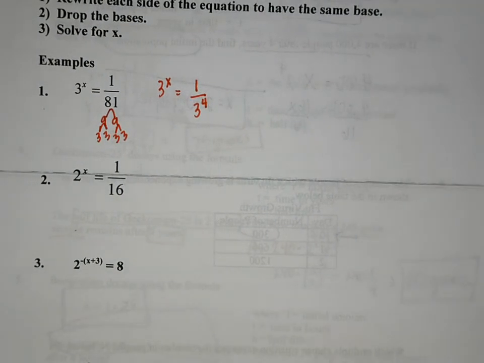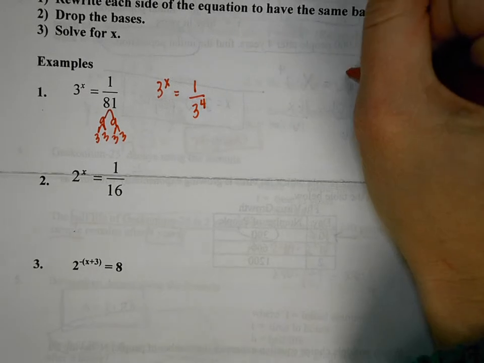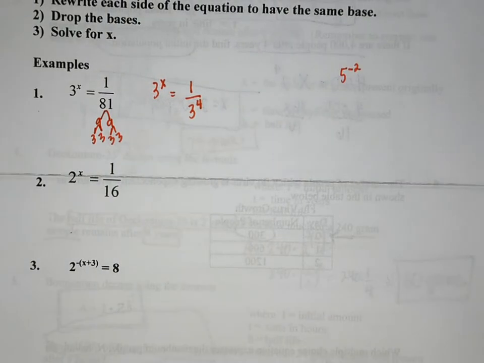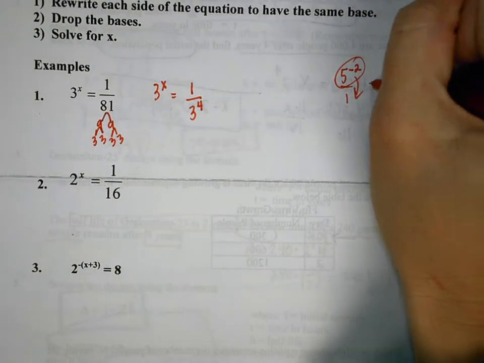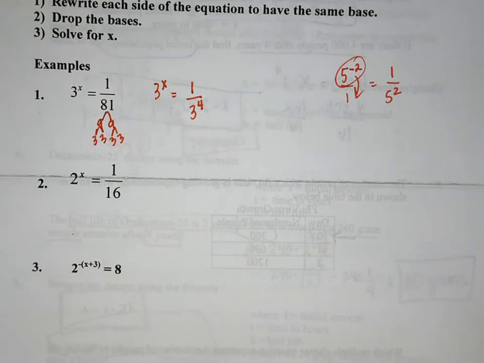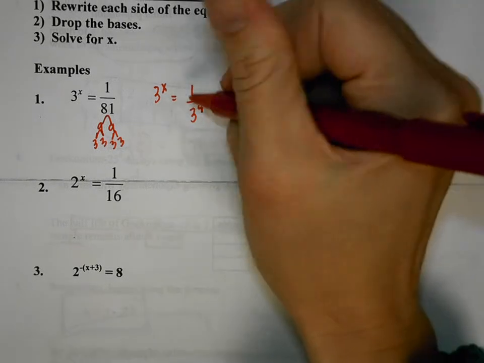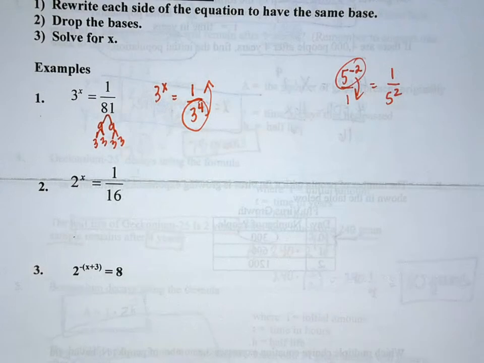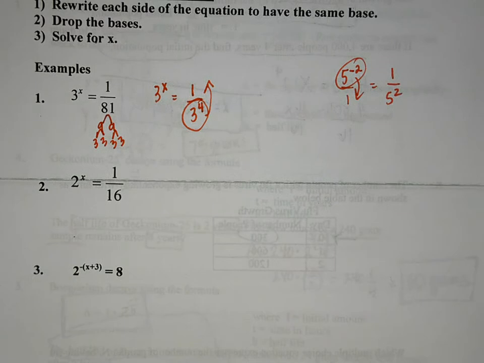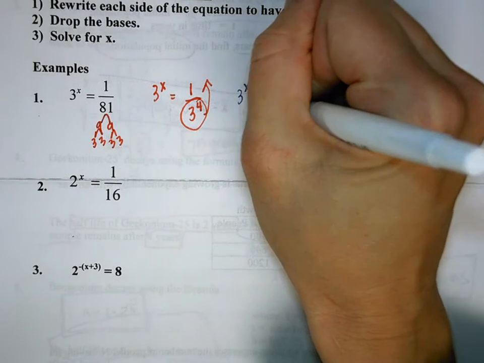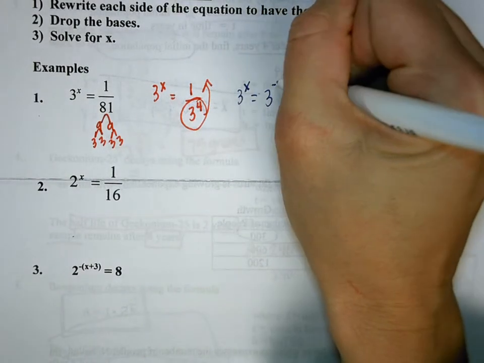Okay, so you know how if I had a negative exponent, like 5 to the negative 2nd power, what do I do with that in order to make it positive? You flip it, right? We bring it to the denominator, and it becomes 1 over 5 to the 2nd. Well, in this case, we need our 3's to be in the same spots. I can't have 1 in the numerator and 1 in the denominator. So we take this 3 to the 4th power and move it up, which makes it a negative exponent. So this will be 3 to the x equals 3 to the negative 4th.